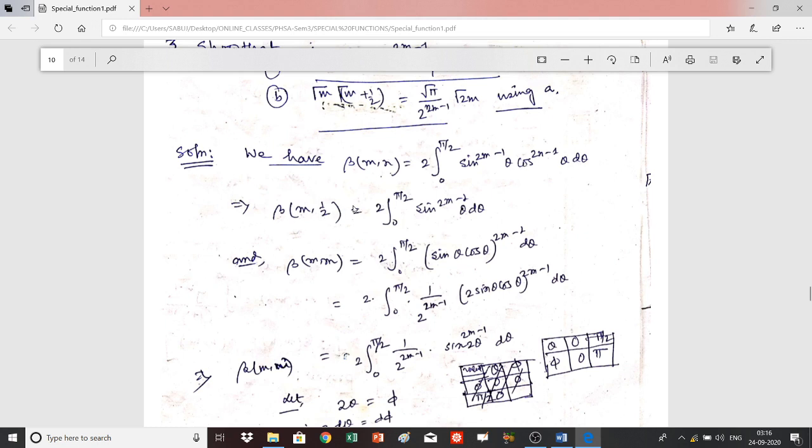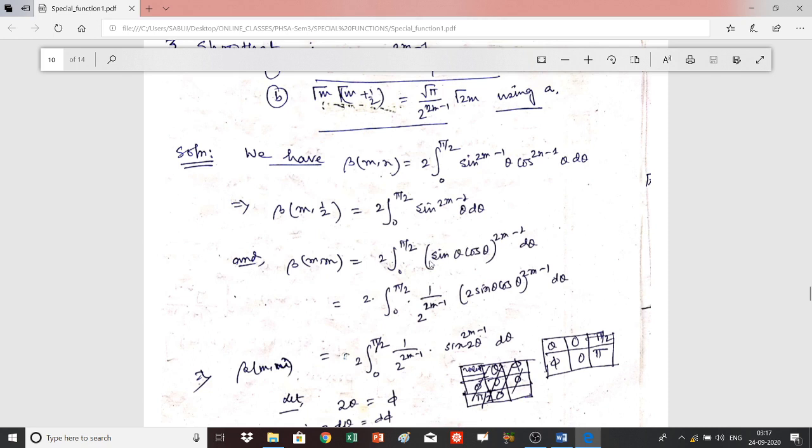Now use n is equal to half in this expression. So beta m half, that will give you 0 to pi by 2, from this term sin to the power 2m minus 1 theta, and from here if you use n is equal to half, that will give you 1. So into d theta. Now you also wish to find out the value of beta mm. So from this expression you can write 0 to pi by 2 sin to the 2m minus 1 theta cos to the power 2m minus 1 theta, that means sin theta cos theta to the power 2m minus 1, then d theta. And now you can write 2 into 0 to pi by 2, just multiply this 2.